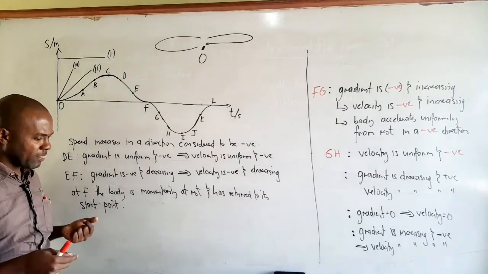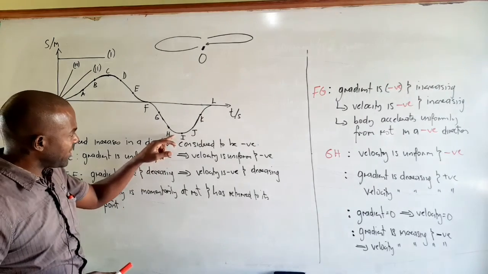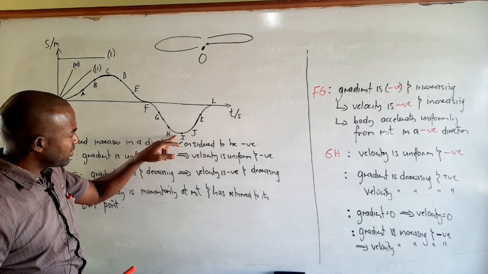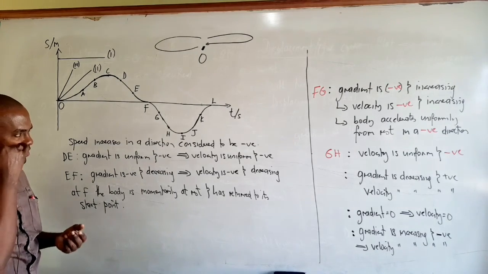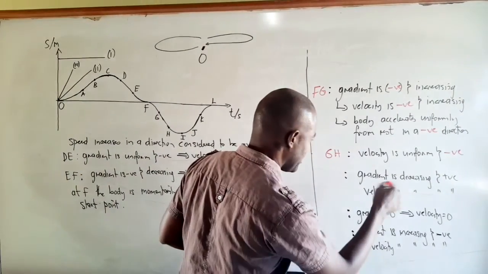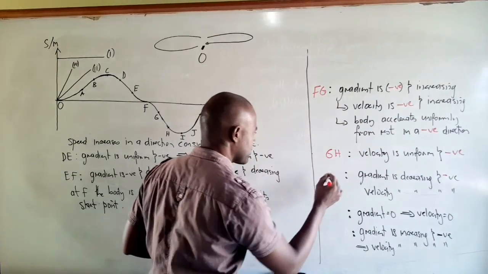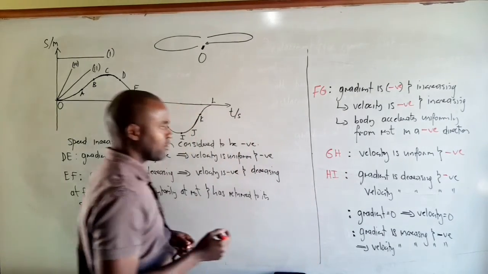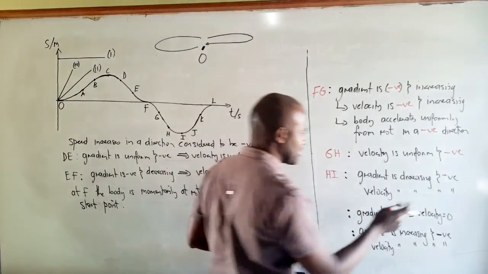what is considered to be a negative direction, right? Now, for HI, the gradient is still negative, but it is decreasing. And what this means is that the velocity is still negative, but it is decreasing, right? So the gradient is decreasing and negative. So that's HI. For HI, the gradient is negative and decreasing, which means the velocity is negative and decreasing, right?